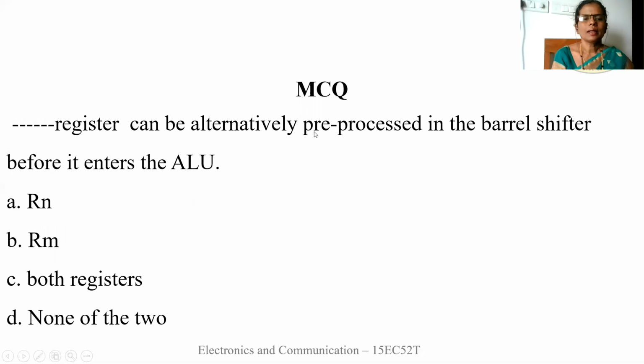Dash register can be alternatively pre-processed in a barrel shifter before it enters into the ALU. I told that ALU gets 2 operands, one operand from Rn and one operand from Rm. Rn goes directly to the ALU. So which is the answer here? Rn option is wrong because Rn goes directly to the ALU. Rm, right option, because Rm goes to barrel shifter and pre-processing is done and the result becomes N and that is given to the ALU. Option C is wrong. Both register we cannot use. None of the two are wrong. So answer is option B.